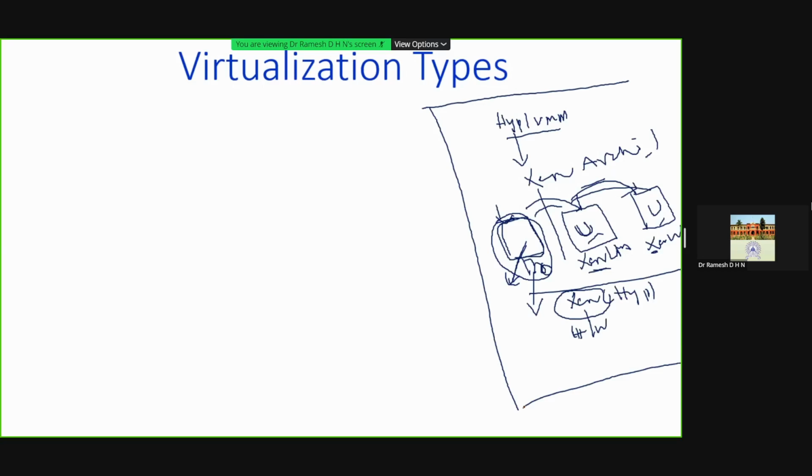So let me discuss the types of virtualization. As usual, I'll start with CPU virtualization first. In order to make the environment, we must have a hypervisor of some type. So what happens here?